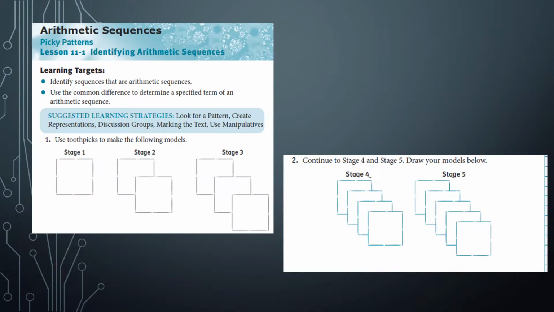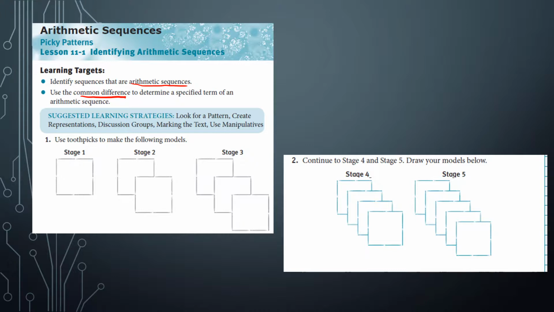So this lesson is about identifying arithmetic sequences. So basically you probably just need to know what one is and then you'll be able to identify it. First you got to know what a sequence is, and remember a sequence is just a list of numbers. And then we're going to identify sequences that are arithmetic sequences. So we're going to use the common difference to determine a specified term of an arithmetic sequence. So those are the two things we're going to do in this lesson.